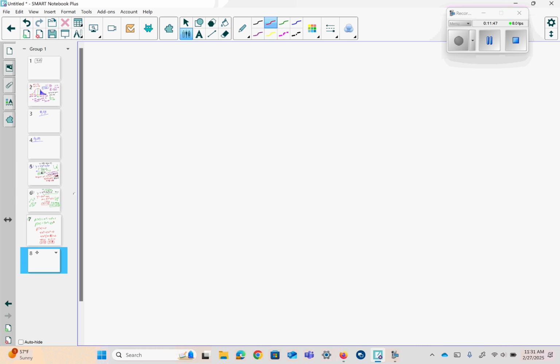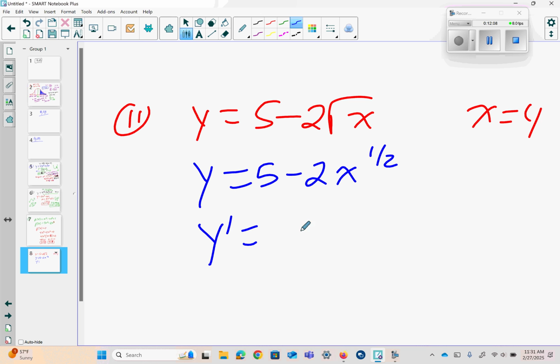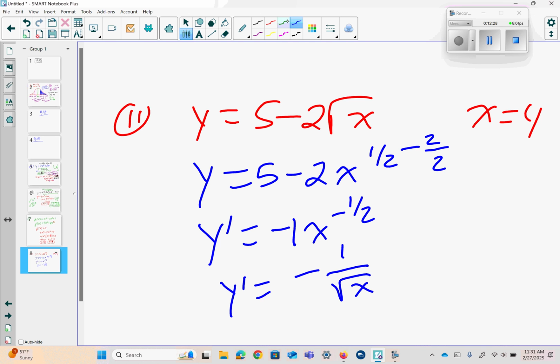All right. And then number 11, we have y equals 5 minus 2 root x. We're going to find the tangent line. So I need to make sure I know that this is to the 1/2 power. If I take the derivative of that, the 5 gives me 0. This is going to give me half of -2, which is -1 x. Now I'm going to subtract 1 from the exponent, or 2/2, so that's -1/2, which is cleaned up. That's basically what's taking place there.